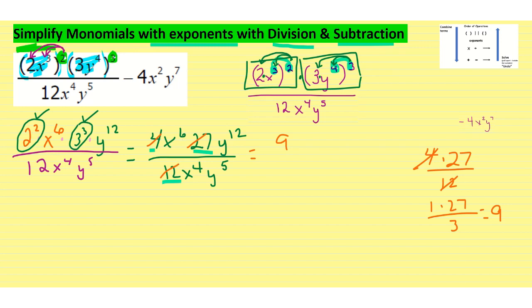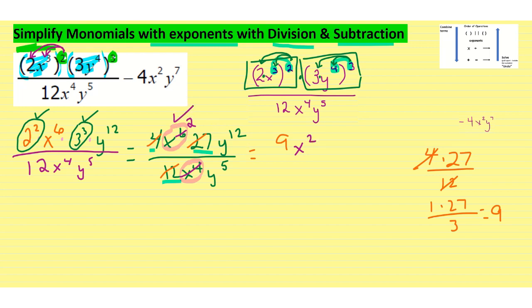Now let's look at the x's. I have 6 x's right there, and I have 4 x's right there. Well, I can literally cancel these 4 x's with 4 of those, and if I cancel or take away 4 of those 6 x's, that would leave me with 2 x's. So that's going to be x squared. So I'm now taking care of my x terms.